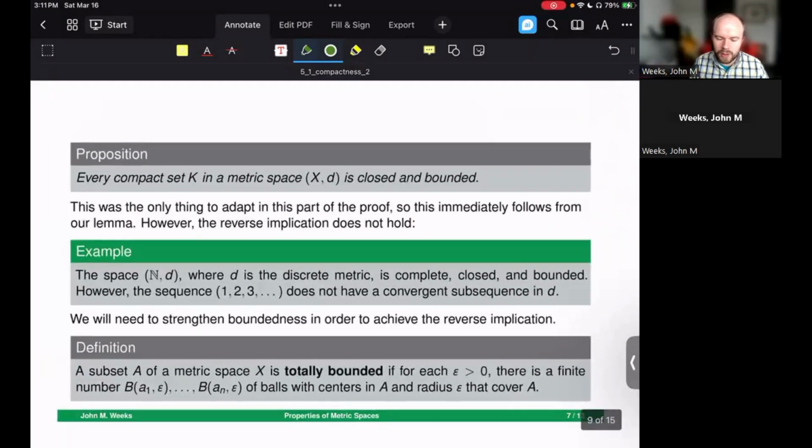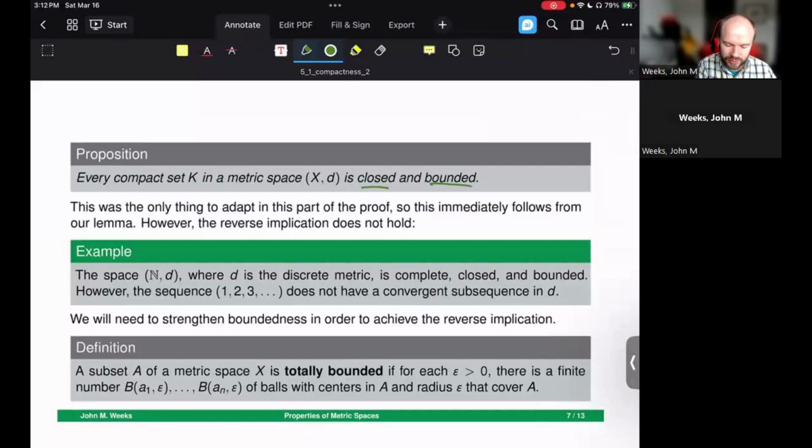So the corollary or proposition that comes from that is that every compact set K in a metric space is closed and it is bounded. We've adapted everything else in that one direction of this proof because we got rid of that diverges to infinity notion. So we can now say compact sets in a metric space are closed and bounded. We would love to be able to say the opposite, but it turns out that the opposite is not true.